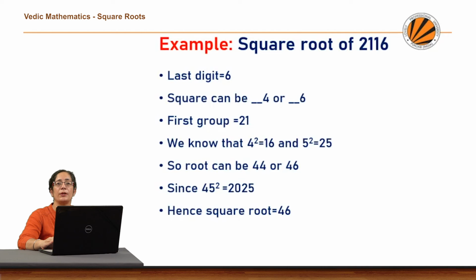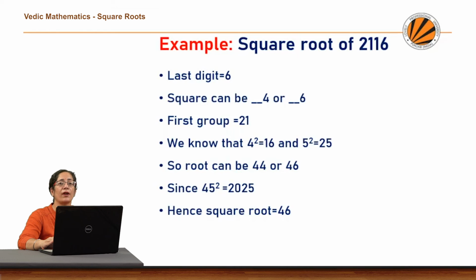Here we have taken the example of the square root of 2116. We can see that the last digit is 6, and the square root can be obtained with a number that ends in either 4 or 6, because 4 square is 16 and 6 square is 36. Right? So we have the two choices. If you look at the first group, it is 21, and we know that 4 square is 16 and 5 square is 25. So 5 cannot be taken. Right? So the choice is either 44 or 46.